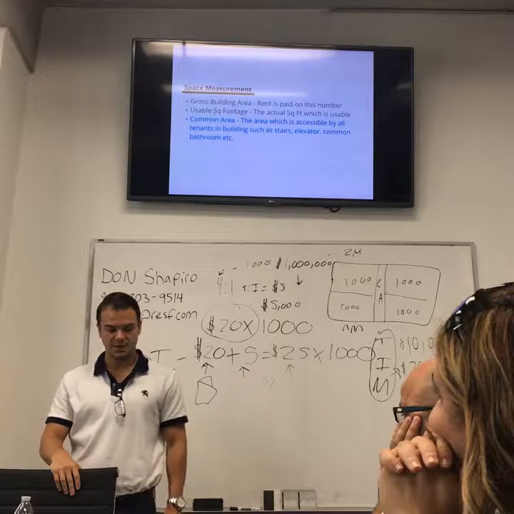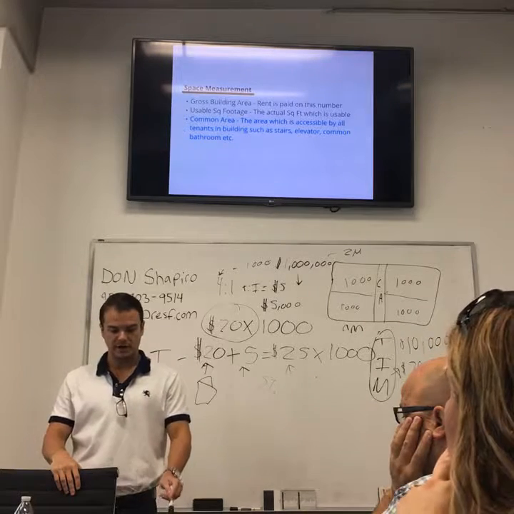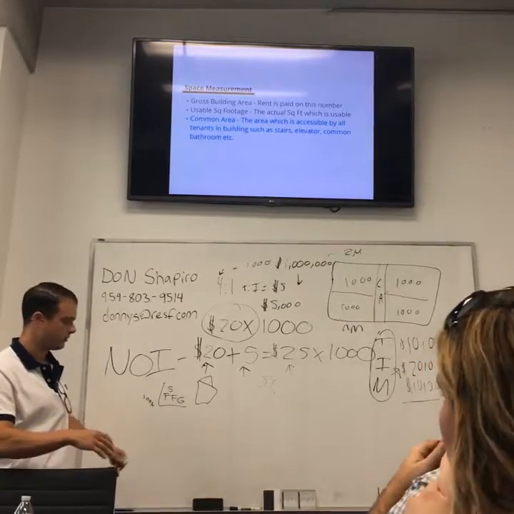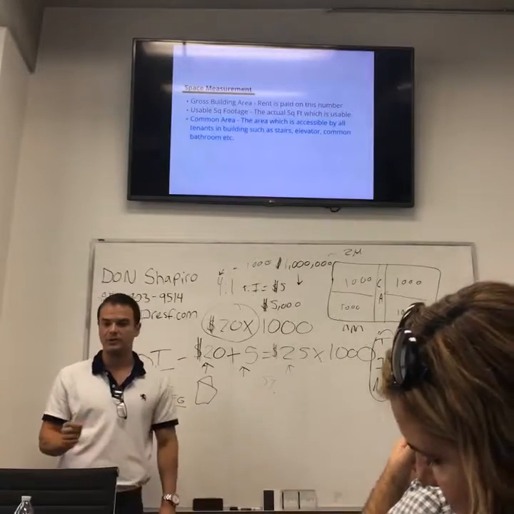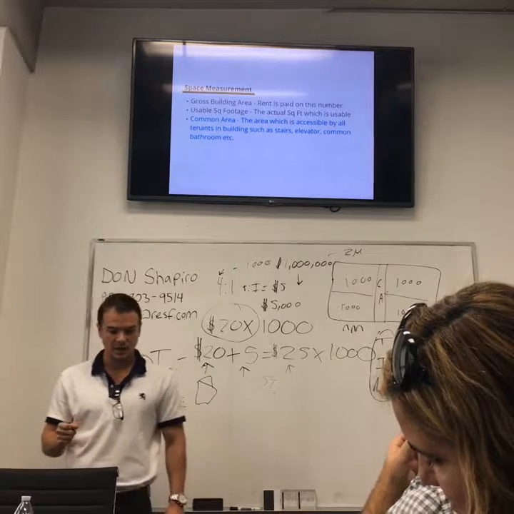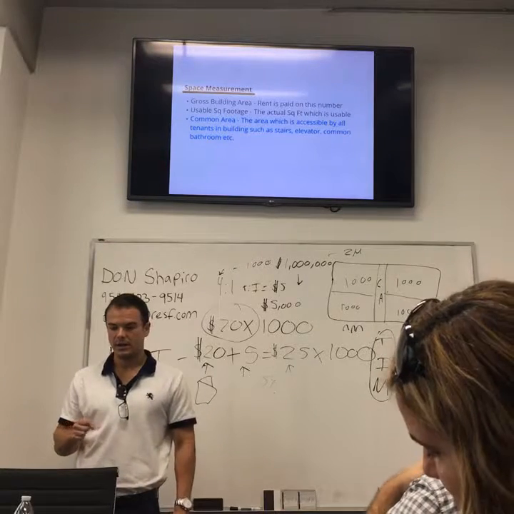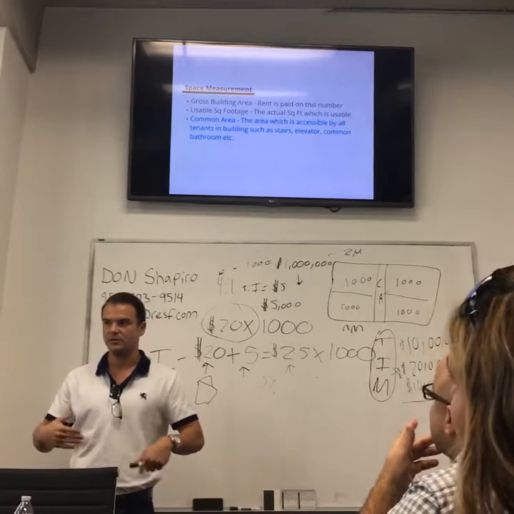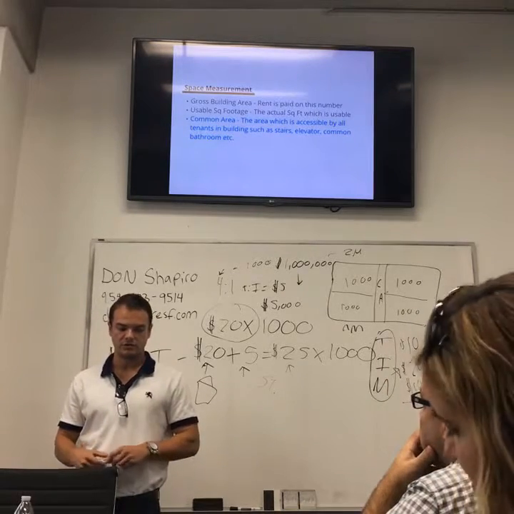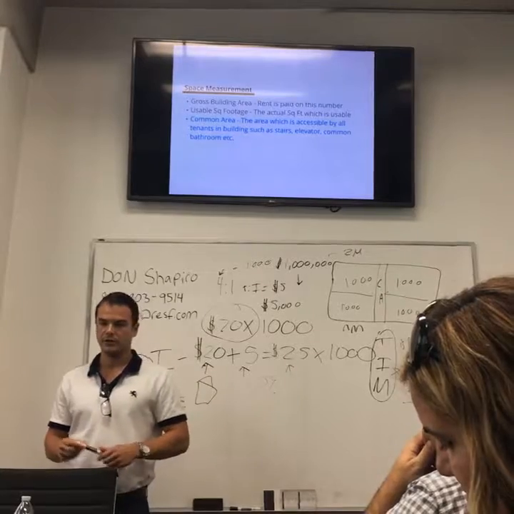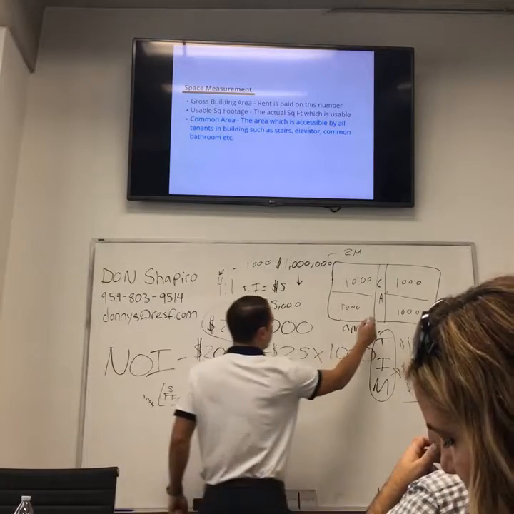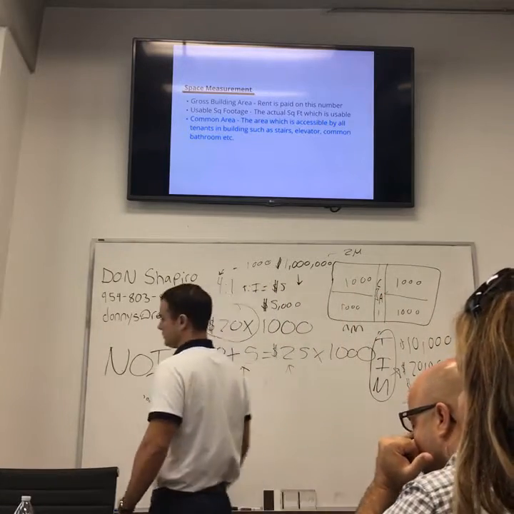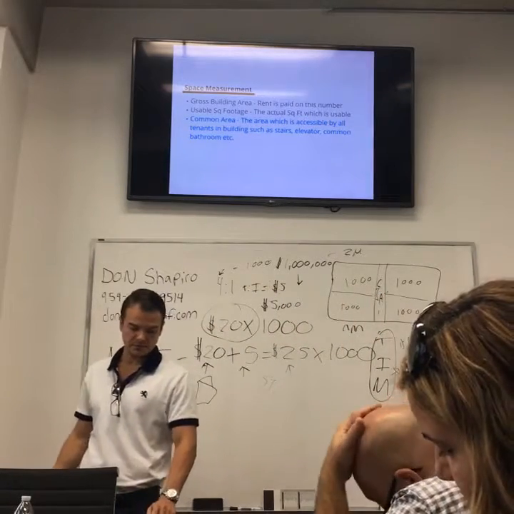Let's talk about space measurements. Gross building area, rent is paid on this number. So, the general gross square footage of the building. Usable is the actual space you use. They might bill you for the whole area, but really there's a closet that you can't use. So that's why I call it the usable area. Common area, we all know, is where there are hallways and elevators and bathrooms that are shared by everyone. So just know these terms.